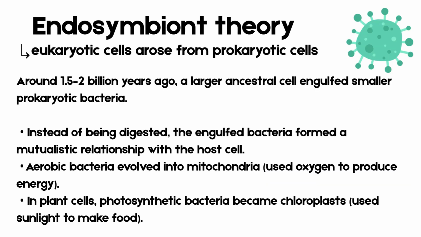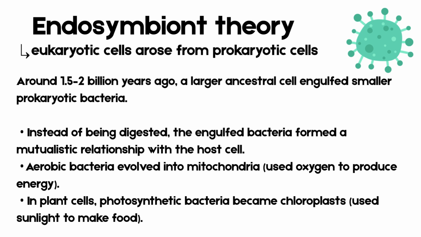While this is not in the specification, it might help you to understand the differences and similarities. The endosymbiont theory explains how some of the organelles in eukaryotic cells originated from ancient prokaryotic cells. The theory suggests that around 1.5 to 2 billion years ago, a larger ancestral cell engulfed smaller bacteria, prokaryotes. But instead of digesting them, the two formed a mutualistic relationship, meaning they both benefited.